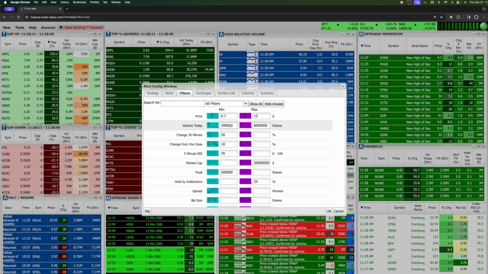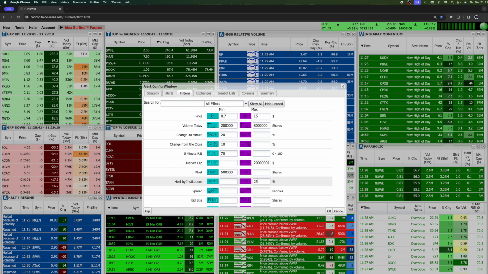We want to see that the change within the past 30 minutes is at least 20%. We want to see also that the change from the previous day's close is at least 10%. The 5-minute RSI is going to be at least 70. The market cap is going to be no more than 200 million. The float at least 500,000, and no more than 25% institutional holdings. This is the criteria that I have for this parabolic scanner.